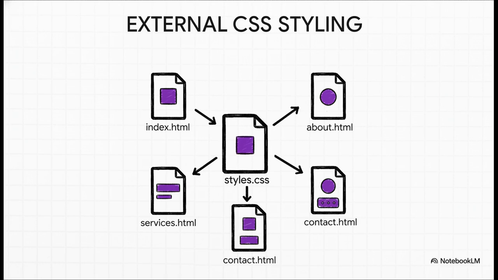First, your HTML is clean and just focused on content. Your CSS is perfectly organized in one place. But the biggest win? You can link that single styles.css file to 100 or even 1,000 different HTML pages. So, what happens when you need to change your site's main color? You just change one line of code in one file, and boom, your entire website updates instantly. That is the real power of external style sheets.